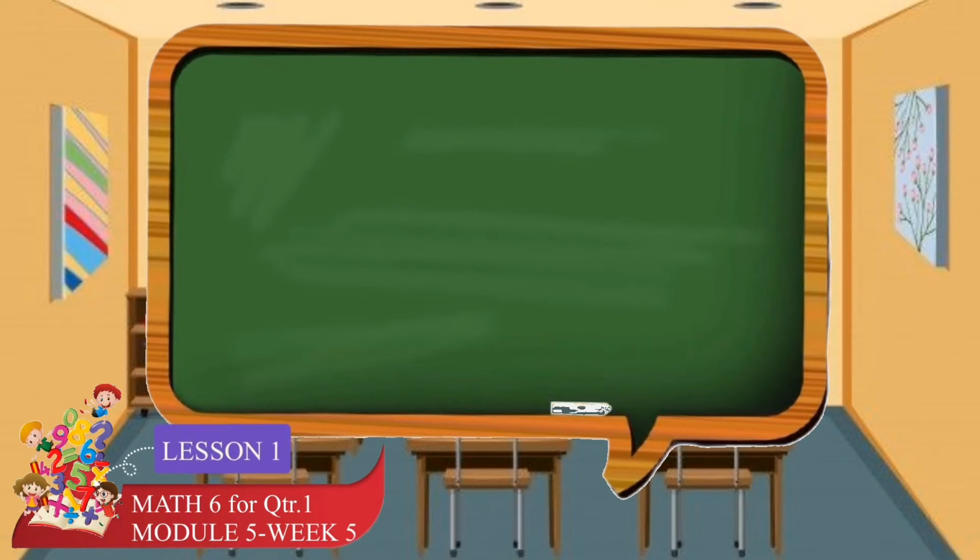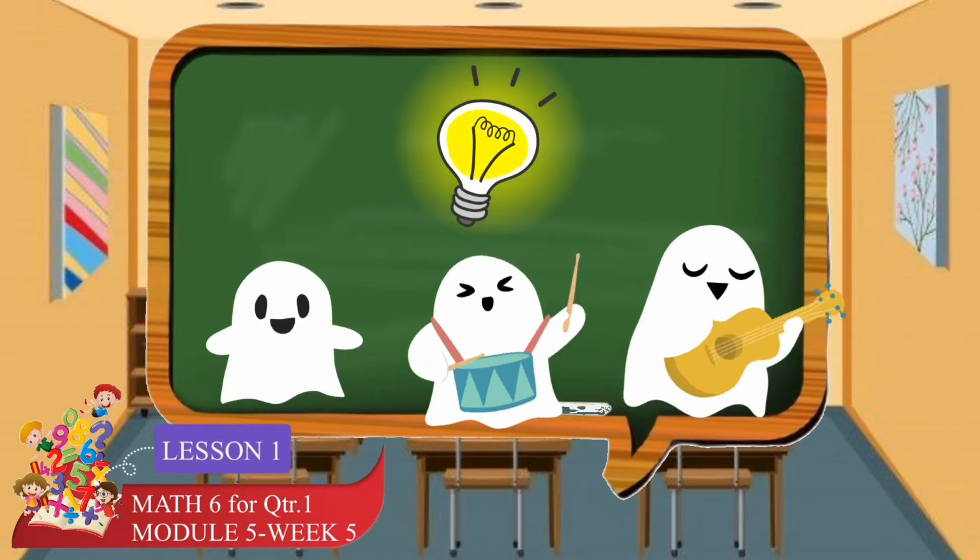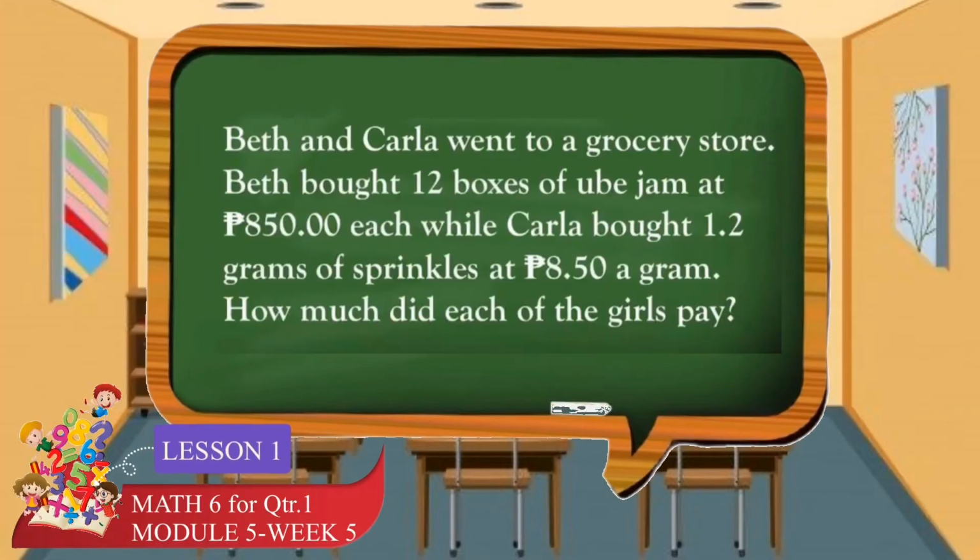Great job! Now, let's proceed to our lesson proper. Let us read this problem all together. Beth and Carla went to a grocery store. Beth bought 12 boxes of obijam at 850 pesos each, while Carla bought 1.2 grams of sprinkles at 8 pesos and 50 centavos a gram. How much did each of the girls pay?